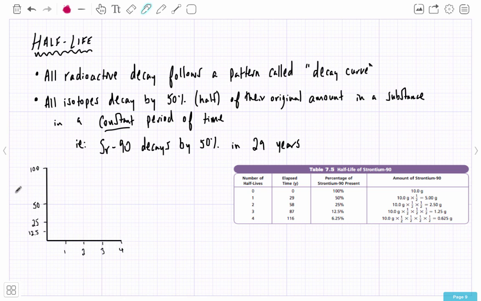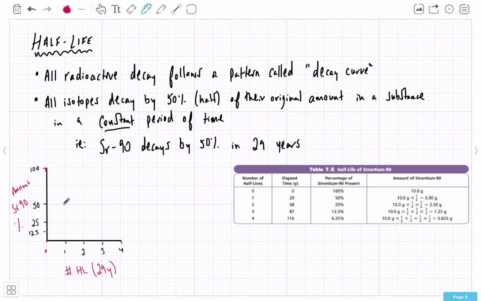So here's a graph right here where we can draw our decay curve. And our y-axis is going to be the amount of strontium-90 in terms of a percent. And down here, this is the number of half-lives, which we know for strontium-90 is 29 years. And so when we have strontium-90 at 100%, there have been 0 half-lives. It's basically just been formed.